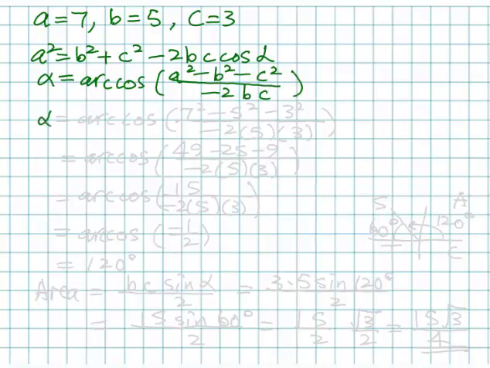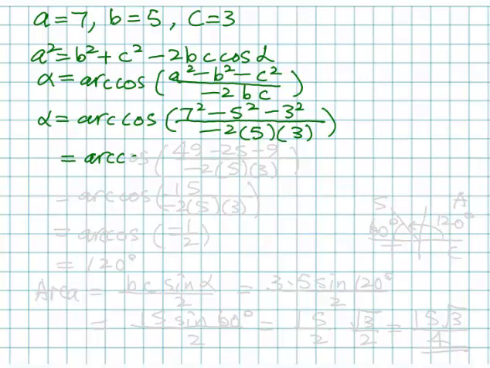We substitute the information from the question, A equals 7, B equals 5, and C equals 3, into the equation. Alpha equals arc cosine of 7 squared minus 5 squared minus 3 squared divided by negative 2 times 5 times 3. 7 squared equals 49. 5 squared equals 25, and 3 squared equals 9.